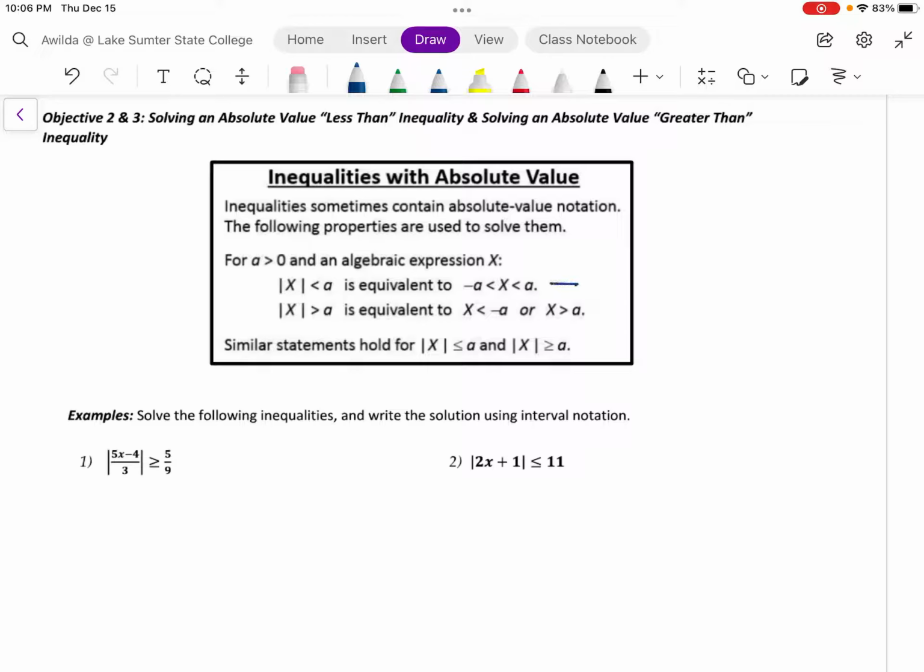Here we have that if the absolute value of an algebraic expression capital X is strictly less than a, that means that the distance of that expression from 0 must be less than a. In other words, the values have to be close. For example, let's say that I have that the absolute value of x is less than 2. That means that x is a number that is less than 2 units away from 0.